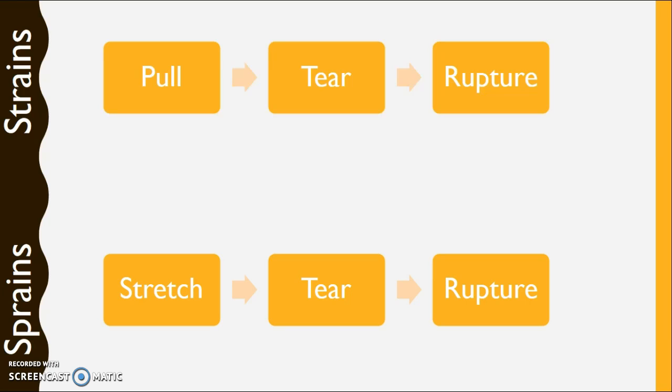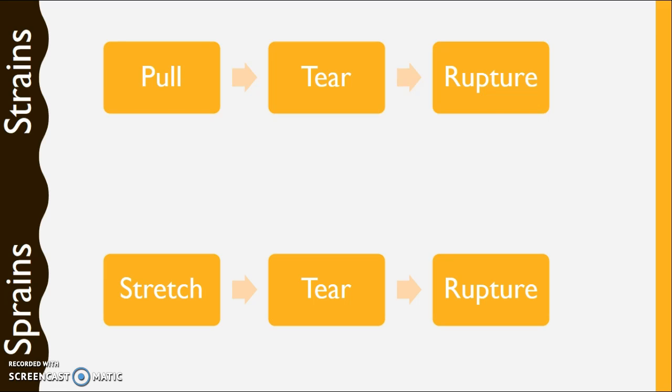So we have strains, and this is an injury to the muscle. This may be a twist, a pull, or a tear to the muscle or tendon. This can be caused by overstretching, and there are three different grades to the strain.